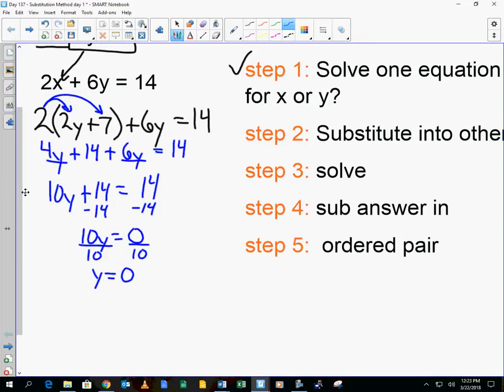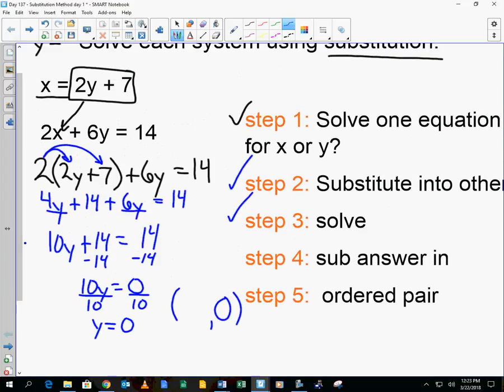So look at our steps in solving. It says solve for one equation. We did. Substitute it. We did. And we solved. But now we have to get an ordered pair. Our ordered pair, the y value is 0. In order to find the x value, we have to take that y and plug it in. Watch what we can do. If I take the 0 and plug it in for y, what's 2 times 0 plus 7? I get 7. So therefore, 7 is the x value. And that's the solution to our system.